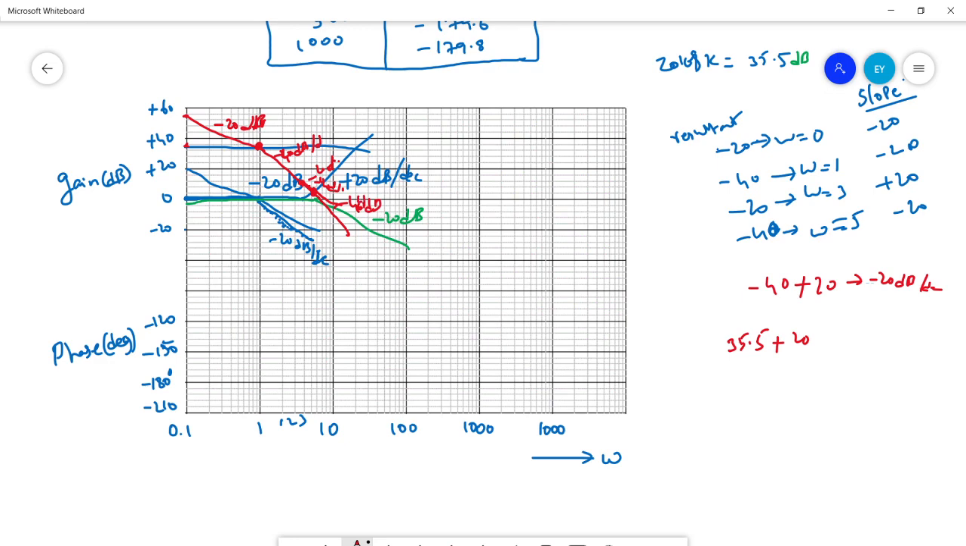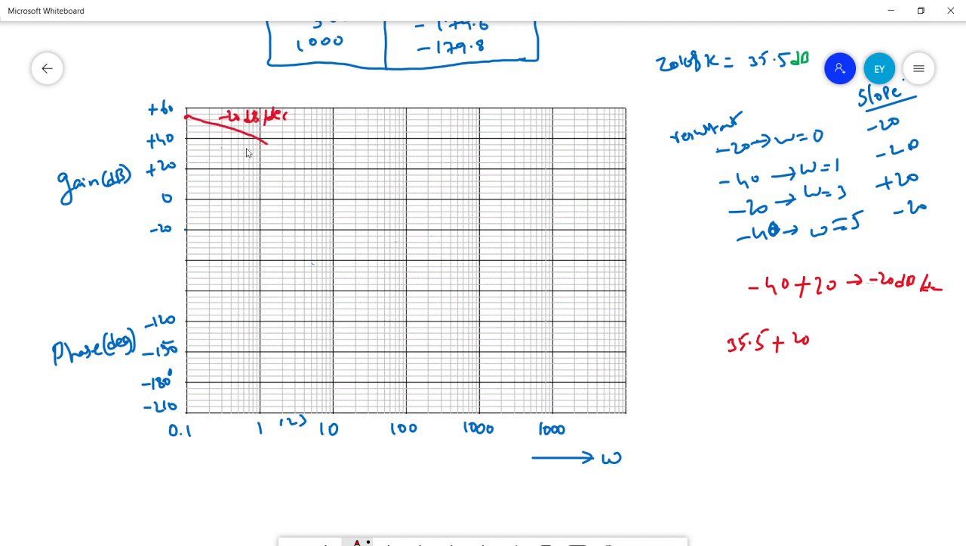for better understanding. So the first point is at 35.5, it is added to 20 dB. At omega equal to 0, what we have is 55.5. Omega equal to 0, 55.5. It is contributing minus 20 dB per decade. Then at omega equal to 1, this minus 20 dB will be added to another minus 20 dB till omega equal to 3. Till omega is equal to 1, 2 and 3, right? From here to here, minus 40 dB per decade.